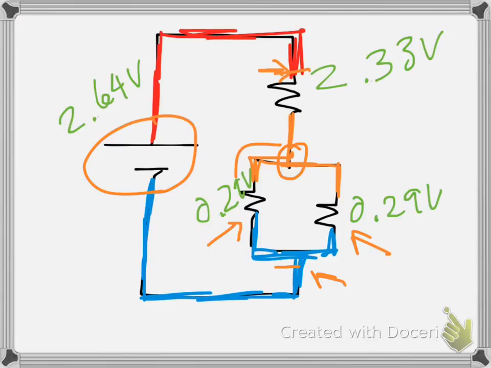So conservation of energy is still a thing. We still have to worry about it here, but we just worry about it in terms of the loop rule for the junction, or for the circuits.